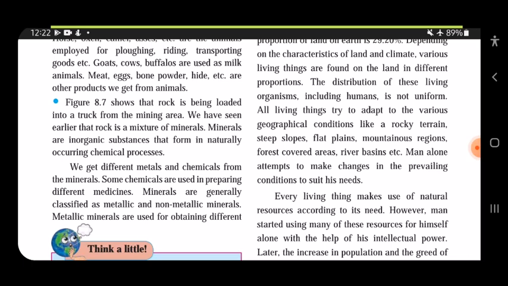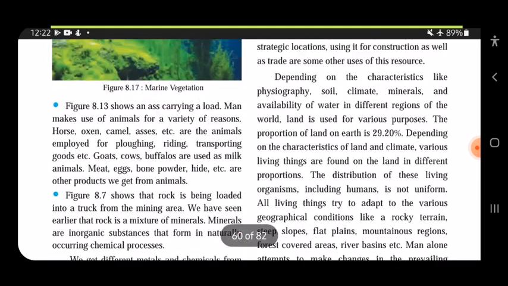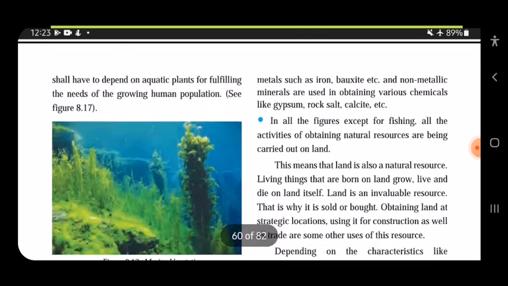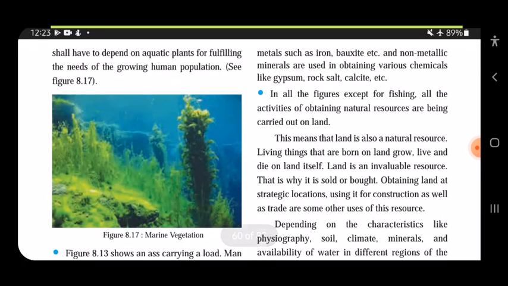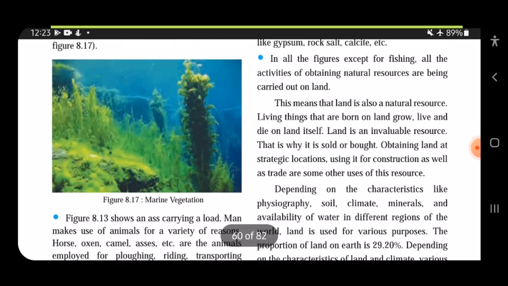Minerals are generally classified as metallic and non-metallic minerals. Metallic minerals are used for obtaining different metals such as iron, bauxite, etc. And non-metallic minerals are used in obtaining various chemicals like gypsum, rock salt, calcite, etc.